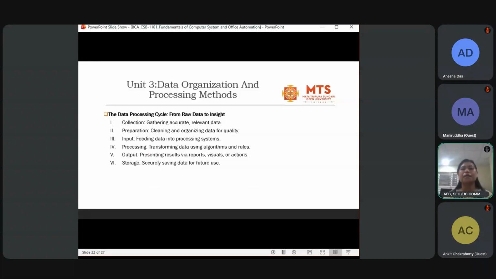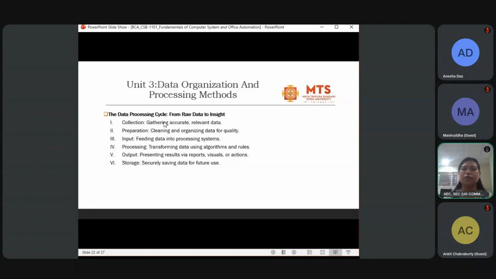Next is the data processing cycle. How? From raw data to insight. First, collection, preparation, input, process, output, then storage. These are the 6 steps of the data processing cycle.